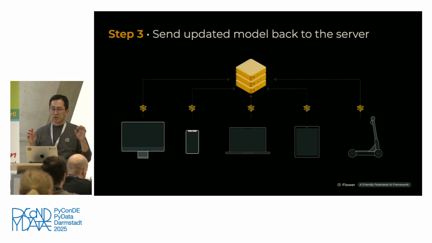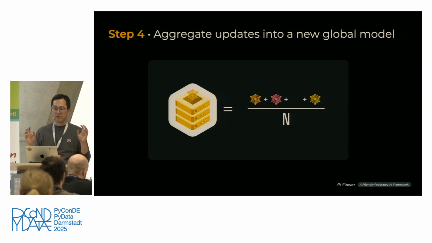In step 3, you then send these updated models from all of these devices back to the server, and finally, you aggregate them. The simplest vanilla way to aggregate the models is to take an average of all the model weights. And that is your classical federated averaging algorithm. That's the core everyone benchmarks against.